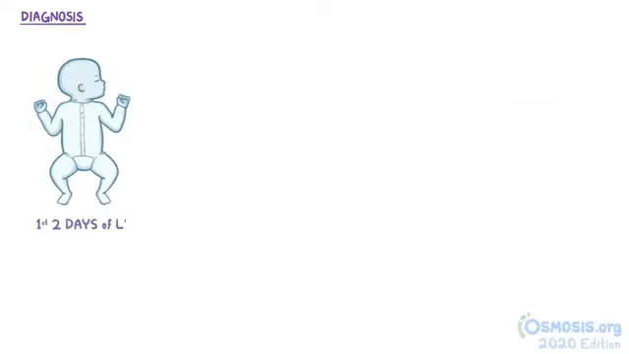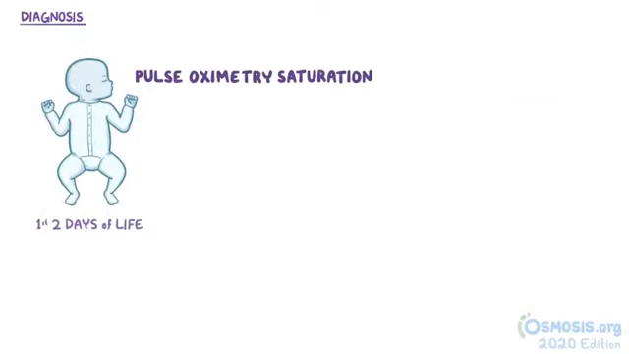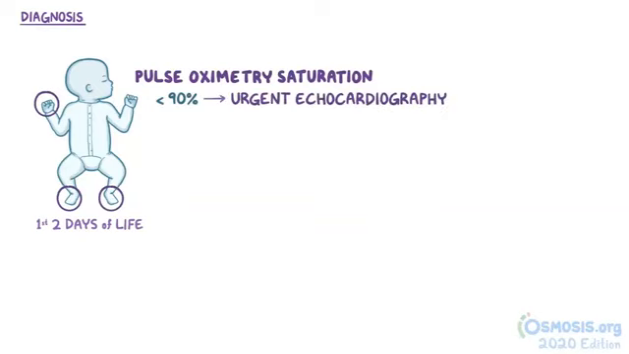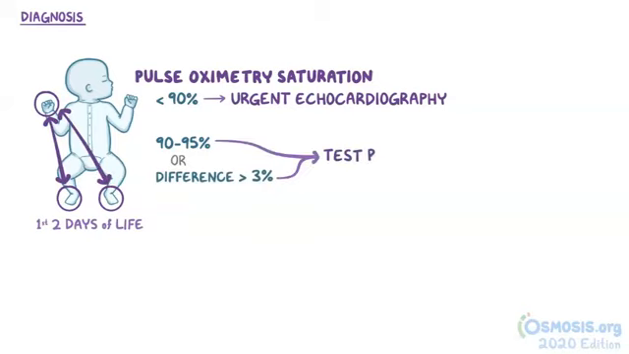In the first 2 days of life, a pulse oximetry saturation less than 90% in the right hand or either foot requires urgent echocardiography. If the saturation is 90% to 95% in either location, or if there's a saturation difference greater than 3% between the right hand and either foot, the test should be repeated hourly, and if it's positive 3 times, then echocardiography should be done.